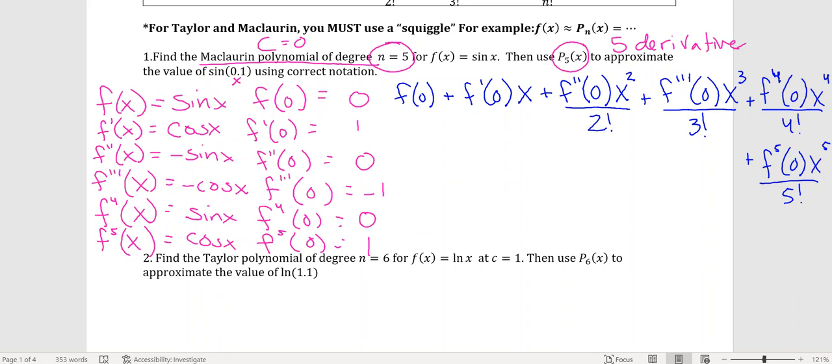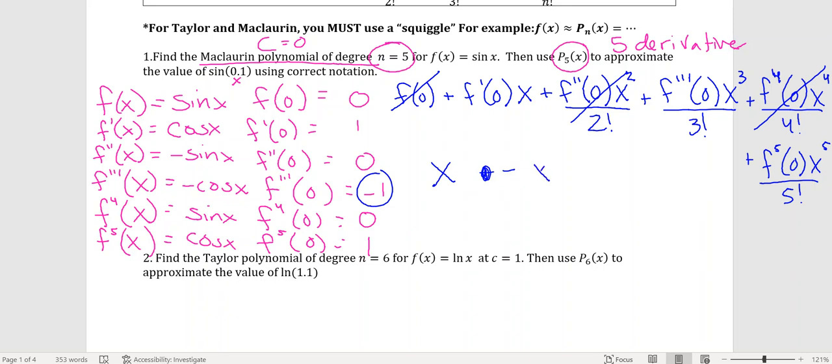So f of 0 is 0, so that's going to cancel out. Also, my second derivative and my fourth derivative. So I'm going to have 3 pieces in my polynomial. My f prime of 0 was 1, so I get x, plus the third derivative was negative 1. So I guess I could actually just scrap the positive and put a negative. Either way, it doesn't matter.